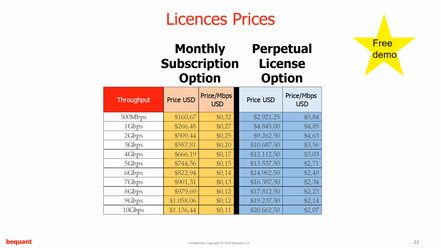And the pricing of the license depends on the throughput. So if it is 500 megabits per second, for instance, it'll be 160.67 US$ per month. Or if you prefer to have a one-off payment, then it's 2,921. This includes the support for the first year. So depending on how many gigabits or megabits per second, you decide what license, and the price is a difference between the two.